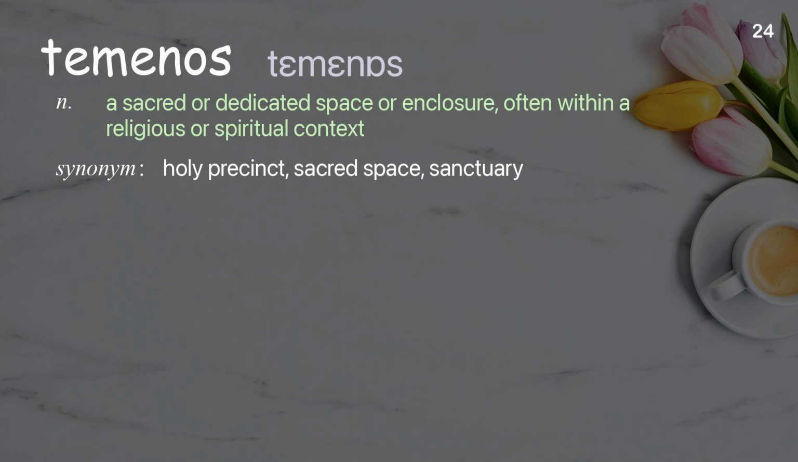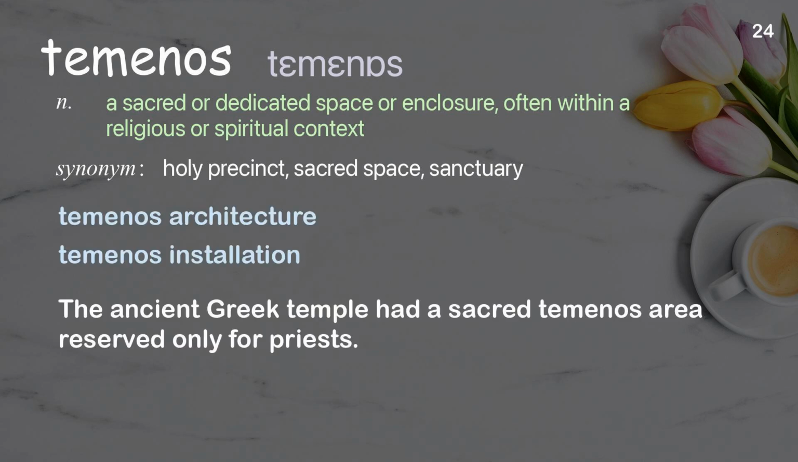Temenos. A sacred or dedicated space or enclosure, often within a religious or spiritual context. Examples: Temenos architecture. Temenos installation. The ancient Greek temple had a sacred Temenos area reserved only for priests.